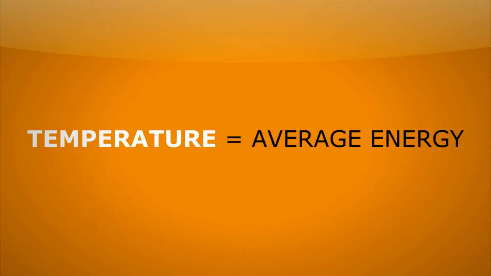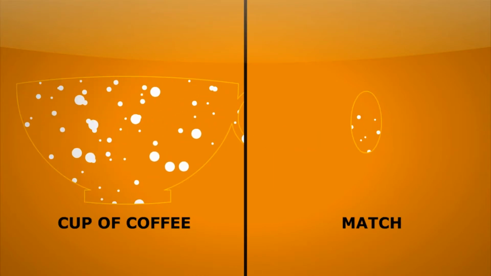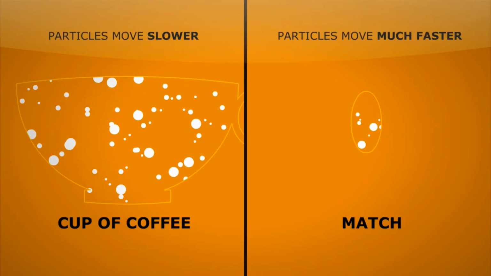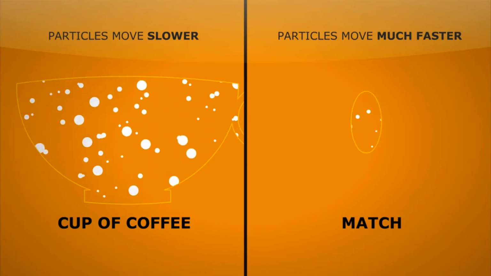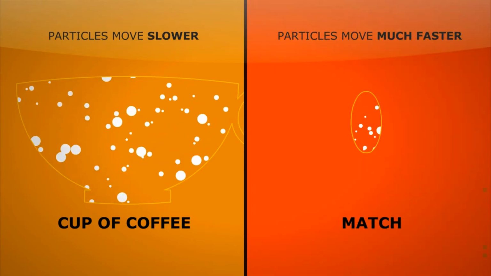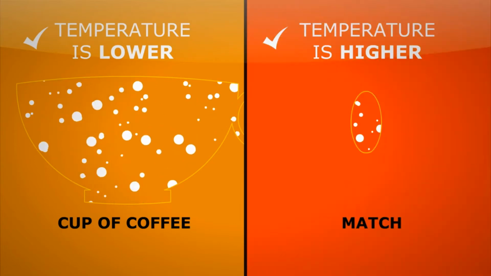Temperature, however, is a measure of the average energy in a system, and as we can see in the match, the particles are moving much faster than in the coffee. So the average energy, and hence the temperature, is much higher.